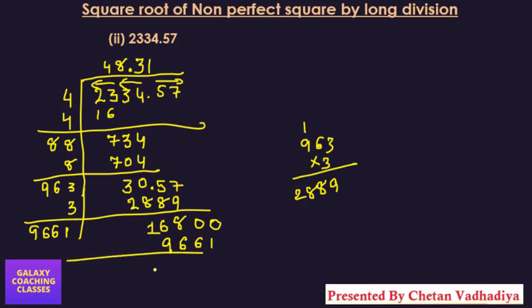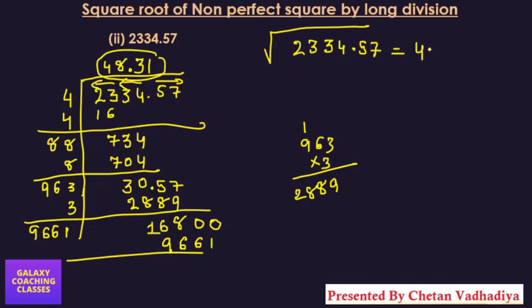Now we don't want subtraction and all, we just got the root of this up to 2 decimals, so we can say root of 2334.57 is equal to 48.31 approximately. So guys, this way we can find out the root of any term having a decimal number.